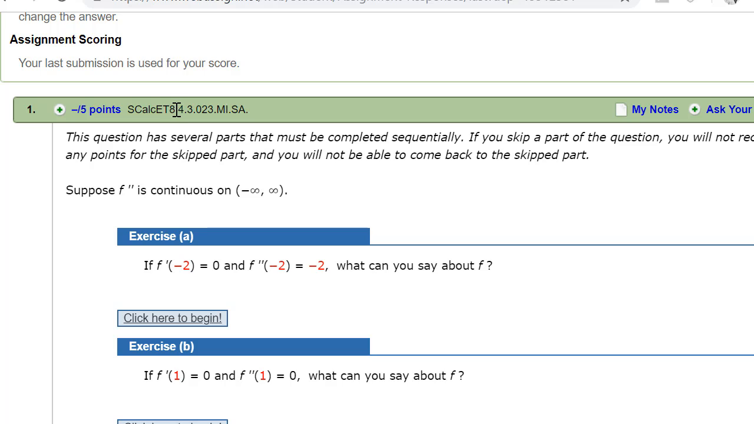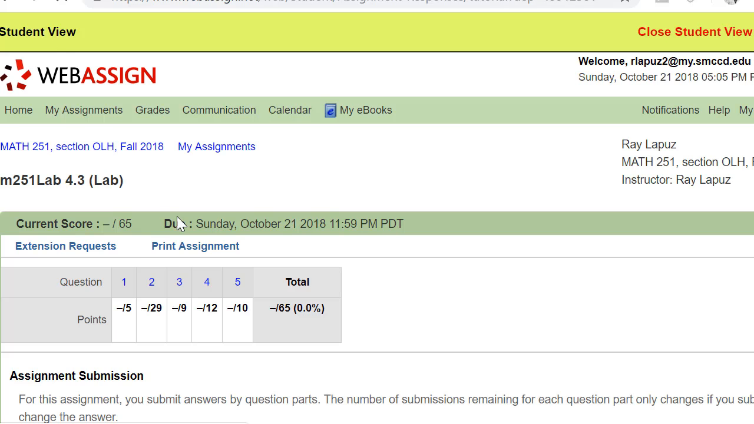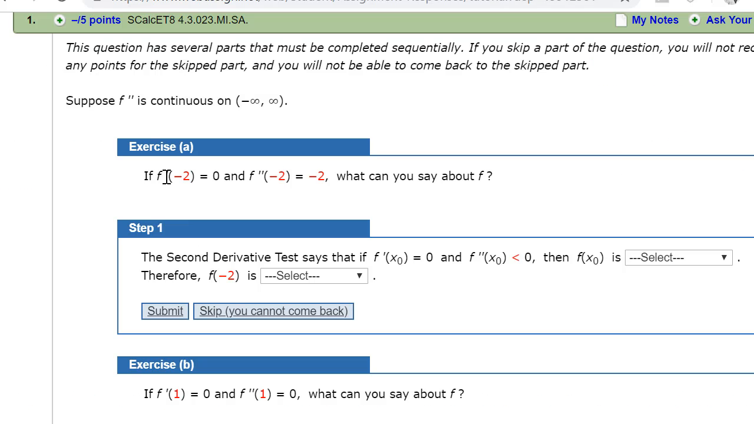This is a problem from section 4.3 lab assignment, and here they're asking us to suppose that f double prime is continuous on all real numbers. The first part of the question says that if f prime of -2 is equal to 0 and f double prime of -2 is negative, what can you say about f?